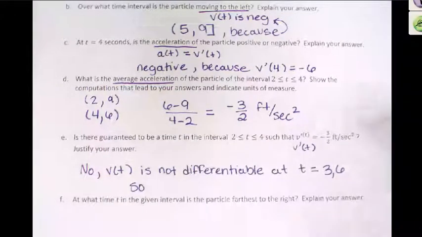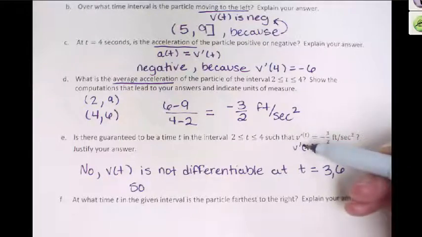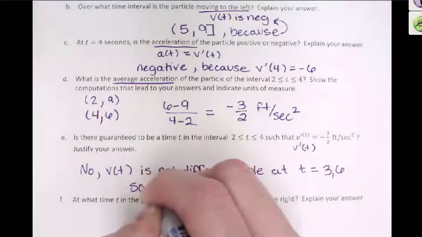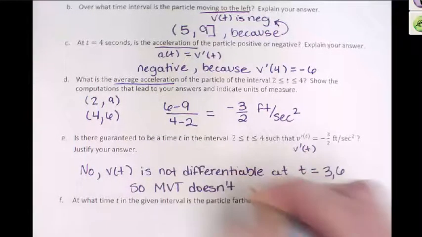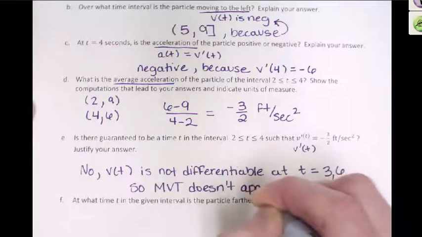In this case, it would actually be MVT, because we're looking at the derivative of v prime, the derivative of velocity. So MVT doesn't apply. So we're not guaranteed to hit that value. We may, but we don't have to. We don't know if we're going to or not, okay?